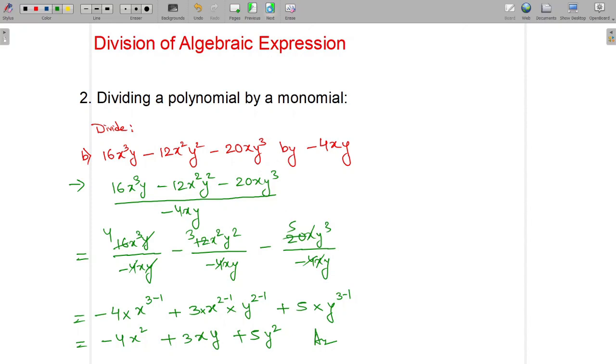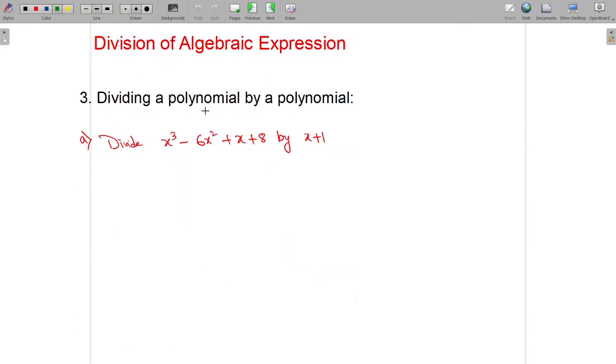So now in the third category we have dividing a polynomial by a polynomial. This division has a name, it's called the long division method. So when we divide a polynomial by another polynomial, we will be applying a method known as the long division method. I am going to talk about this method in the next part of this video, in which I will be discussing only how to divide a polynomial by another polynomial.